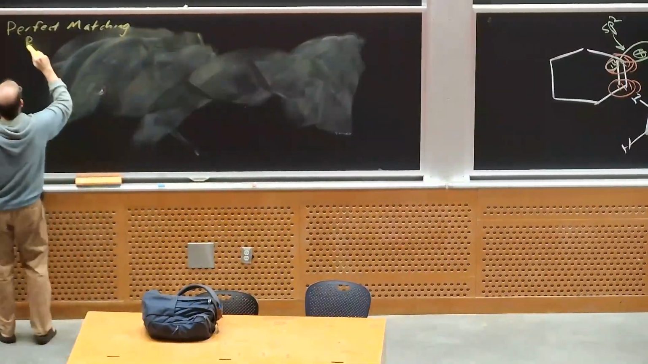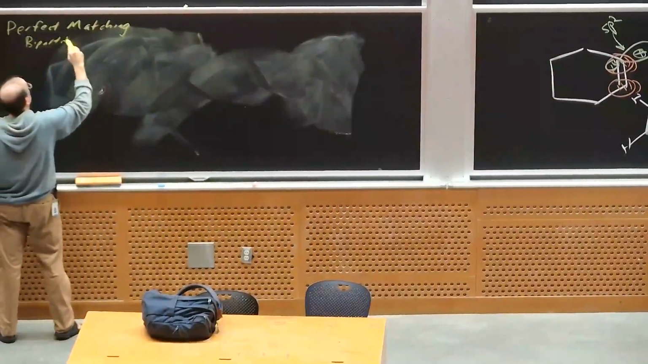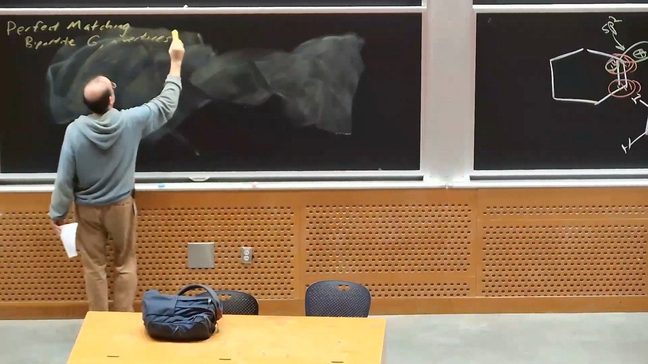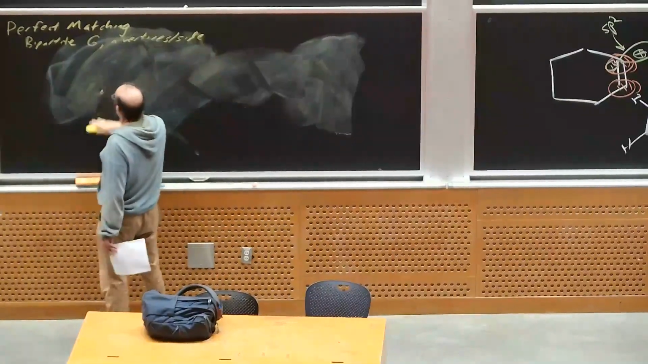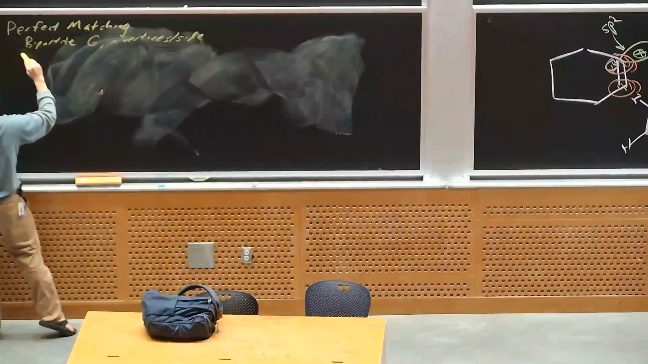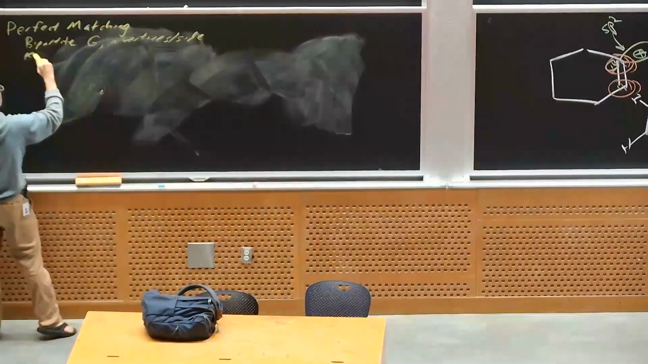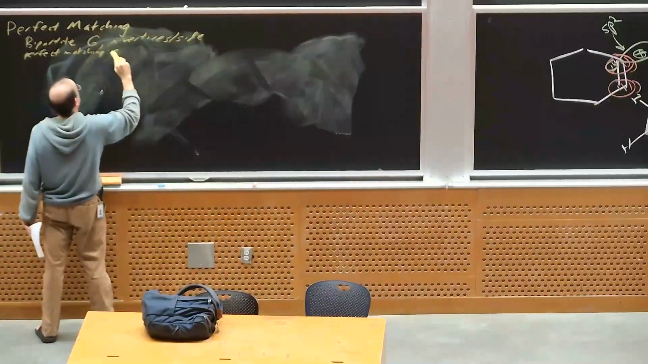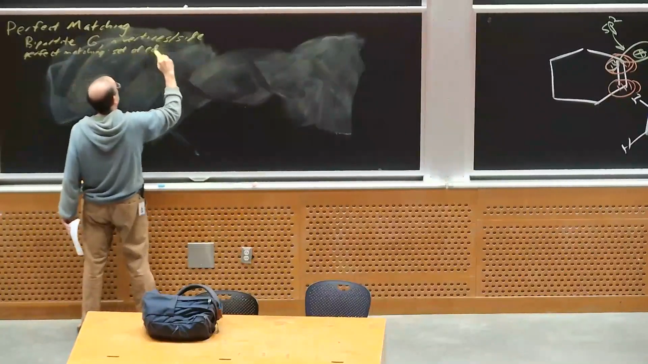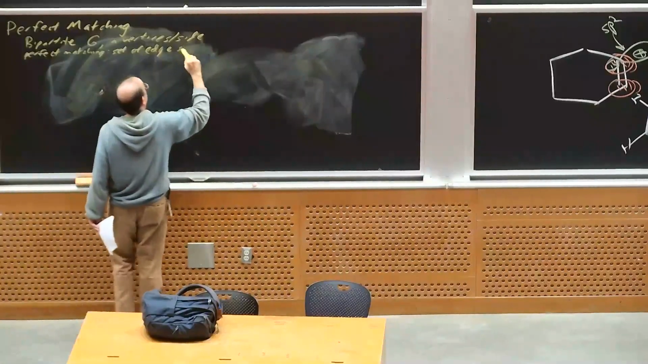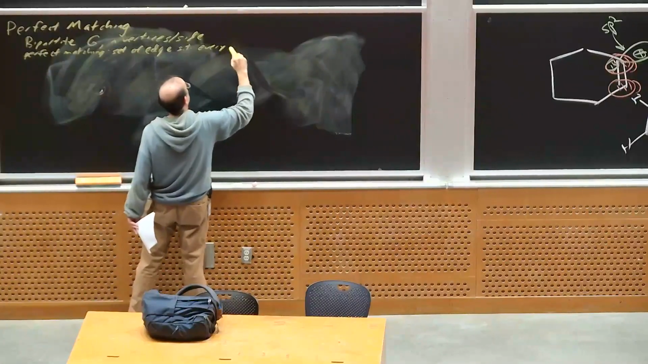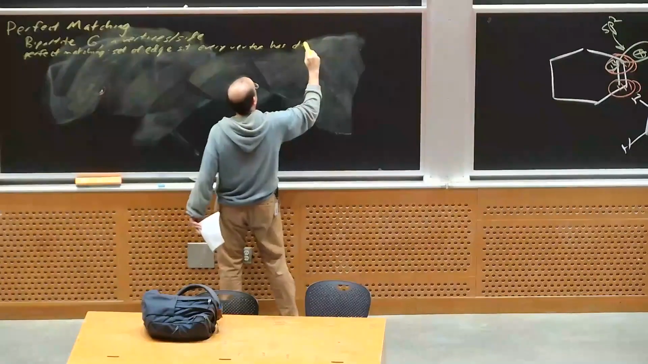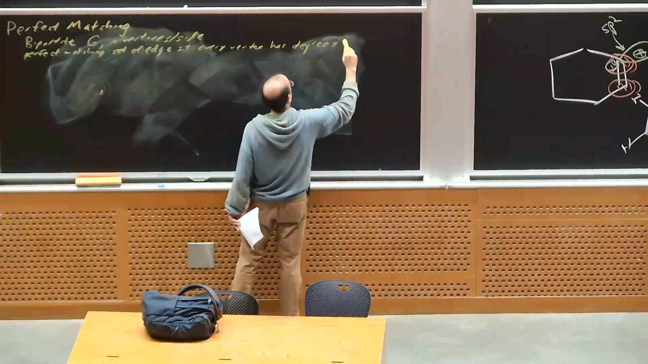We are given a bipartite graph with n vertices per side. And we want to create a perfect matching, which is a set of edges such that every vertex has degree equal to 1.